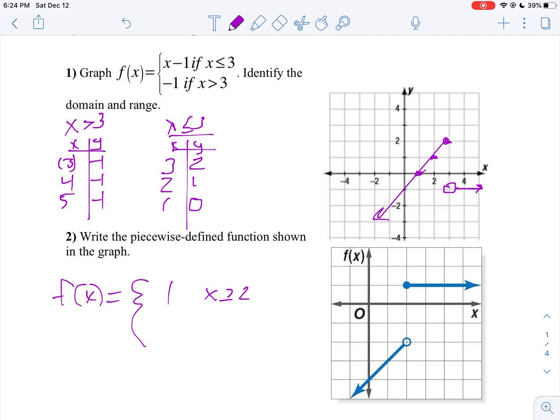Now my second part of my graph, I notice my y-intercept is down 1, 2, 3, 4. So I'm going to be at -4. I notice my slope is 1. So I'm going to be 1x minus 4, x minus 4. And that's for x less than 2. It's less than because notice it's not defined here at 2.